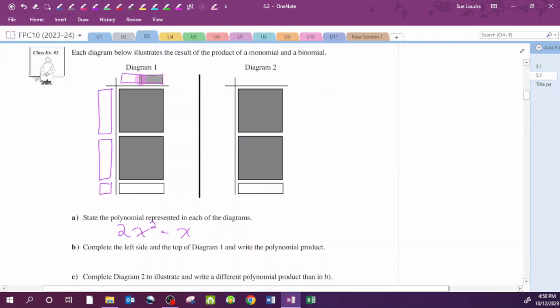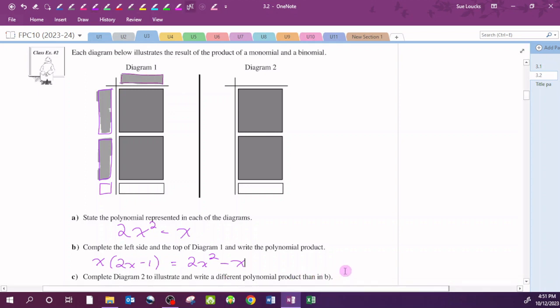Okay, so if this is positive, then this is positive because a positive times a positive is a positive, and this is positive because a positive times a positive is a positive, and then this one is negative because a positive times a negative is a negative. So the polynomial product, what this diagram is showing, is x times 2x minus 1, and that equals 2x squared minus x.